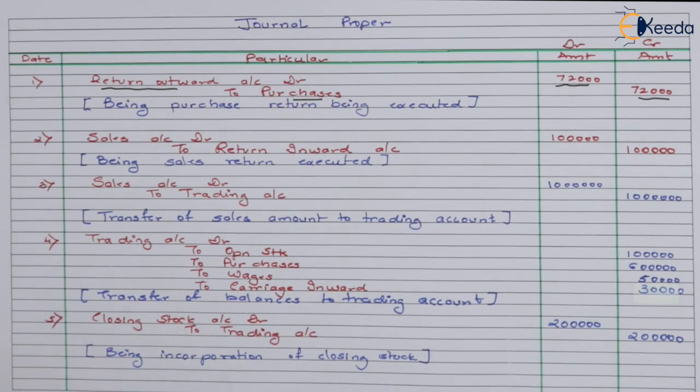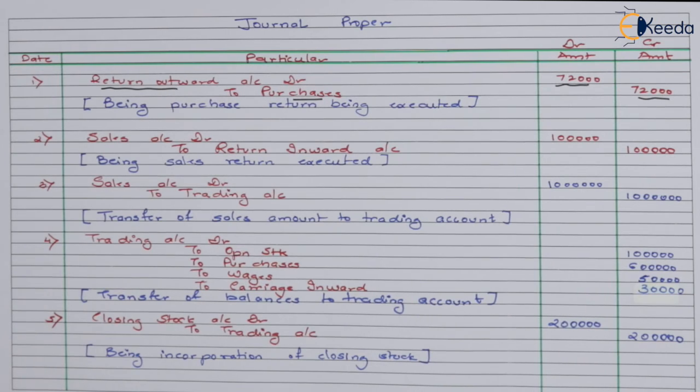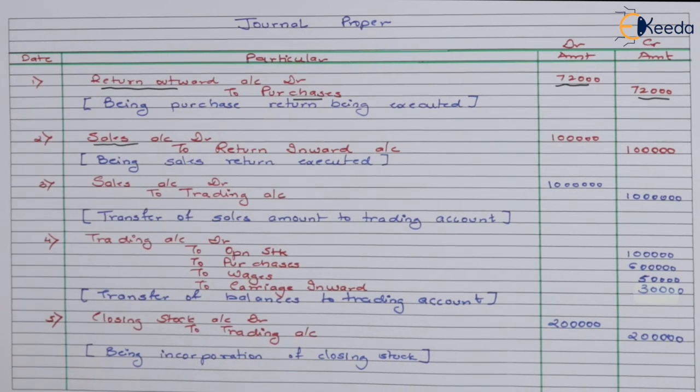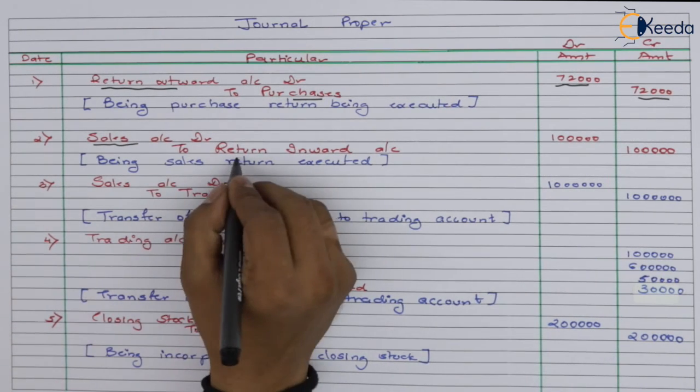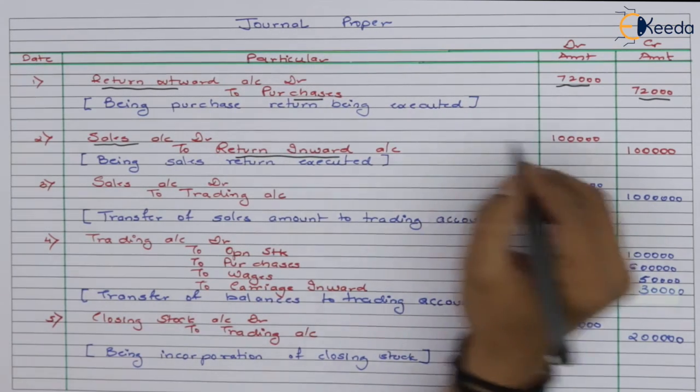The next part of the entry will refer to sales return being subtracted. Sales has a credit balance, hence if you transfer it to the debit side, that means you're subtracting a certain amount from that. So sales account has been debited, and on the credit side it has been mentioned as sales return or return inwards. The amount has been mentioned as 1 lakh rupees.